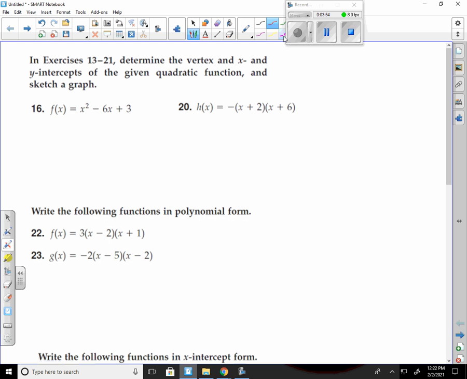This one. Here we have a vertex, x and y intercepts of the given quadratic. So, let me really show you how to help with this.